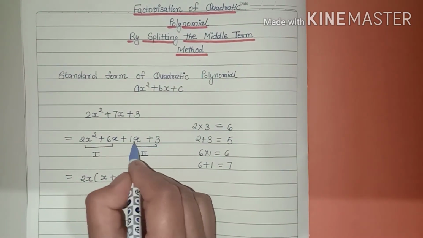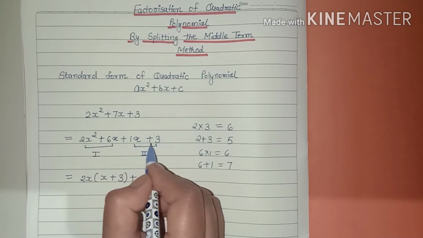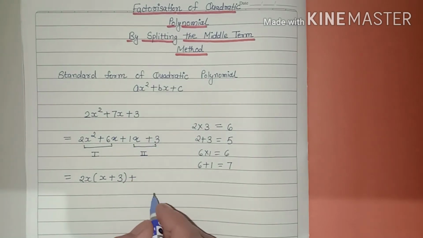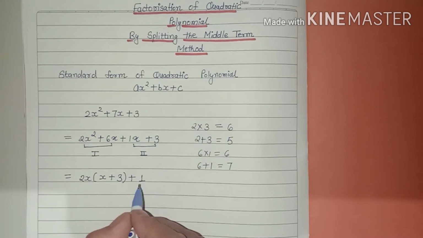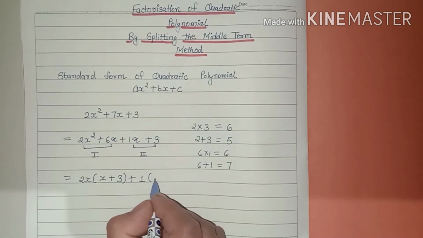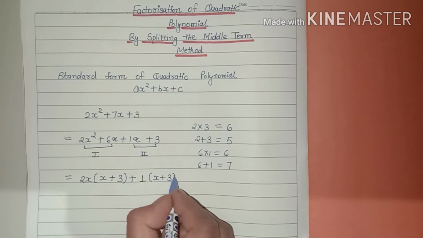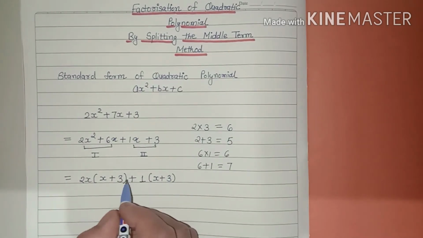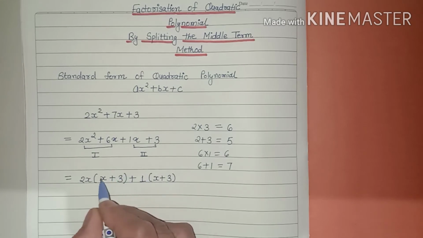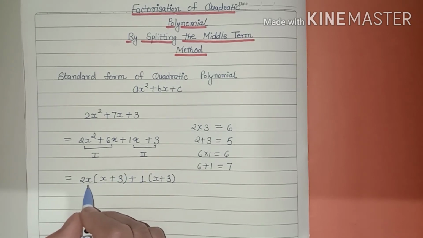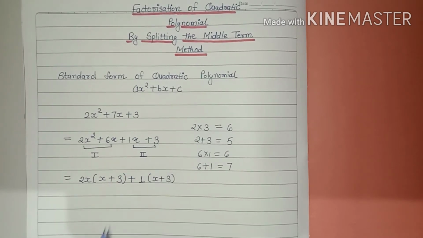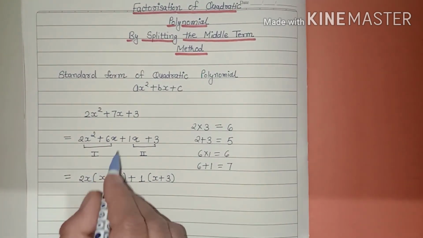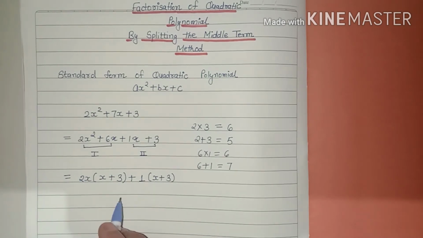Since both the terms in the second group do not contain any common factor, but we know 1 is a common factor of each and every term, for this group the common factor will be 1, and within the bracket we will write the numbers as it is. How can you check whether you are taking common correctly or not? You can open the bracket and check. 2x into x, 2x square, 2x into 3, you will get 6x, 1 into x, 1x, 1 into 3, 3. It means this process is correct.